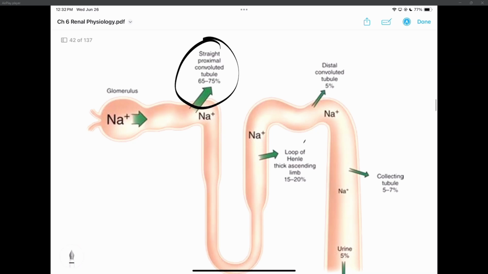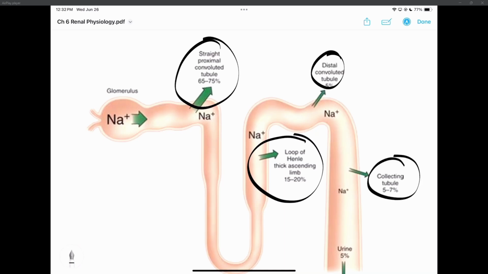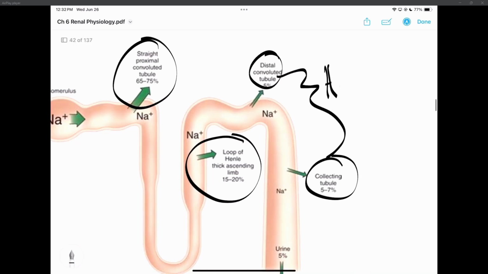Then in the thick ascending loop. Okay, that's important to remember, thick ascending loop, because when we start talking about different diuretics, they have different effects. They act at different parts of the nephron to alter your sodium reabsorption. And then fine-tuning happens in the distal convoluted tubule and the collecting duct. Remember, these are under hormonal control. When you get towards the end, it's all under hormonal control to fine-tune how much sodium we want to get back into the blood.